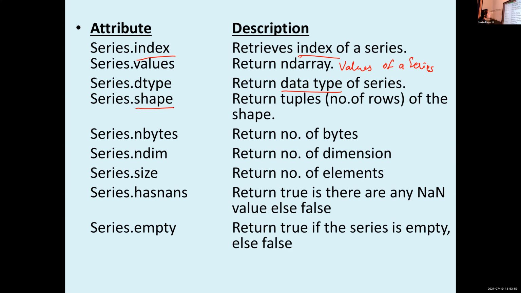The next one is ndim, which returns the number of dimensions. Number of dimensions means series is which dimension? In the first portions we discussed series and data frame. Series is under which dimension? One dimensional, correct. Series is one dimension and data frame is two dimension. So in the case of ndim, it will always return one, because a series is a one dimensional array.